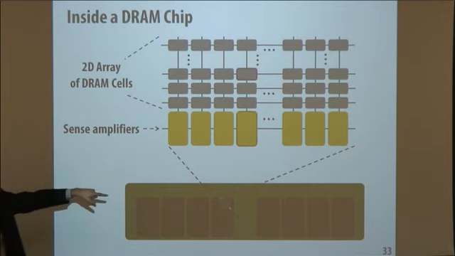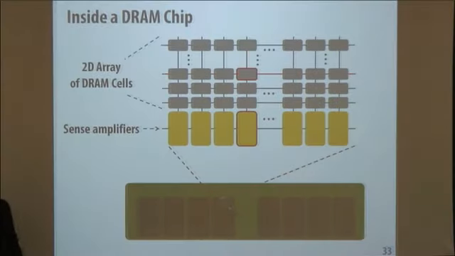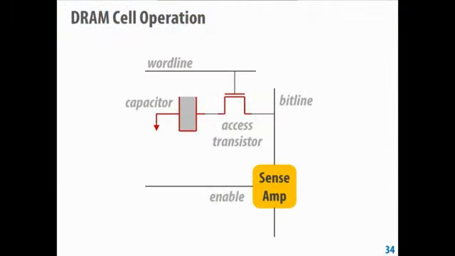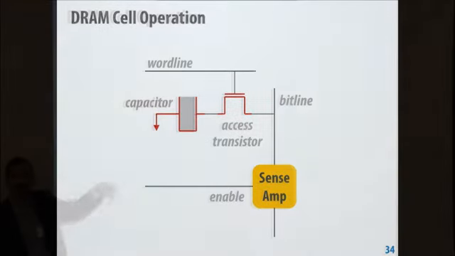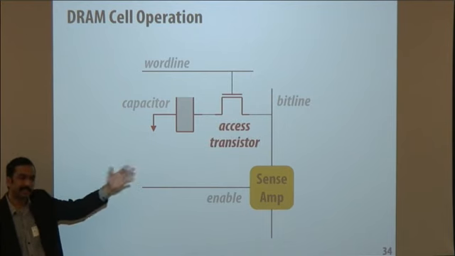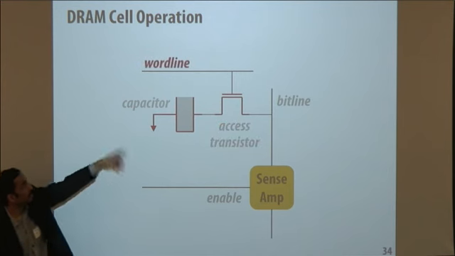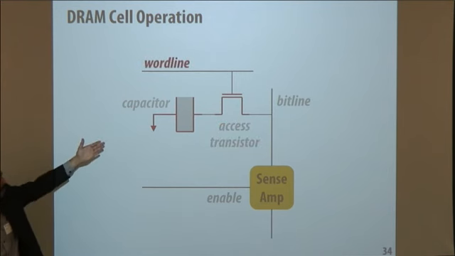So what I'm going to do in the next slide is essentially look at a single cell and sense amplifier combination and see how that operates. And then we will see how we can exploit that operation to perform more complex things using DRAM. So this is that connection. A DRAM cell contains 2 components. One is the capacitor, which stores the data, and an access transistor, which essentially determines whether this cell is currently being accessed or not. The access transistor itself is controlled by a signal called the word line.